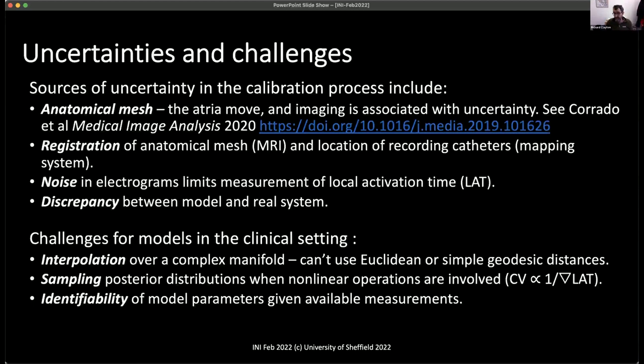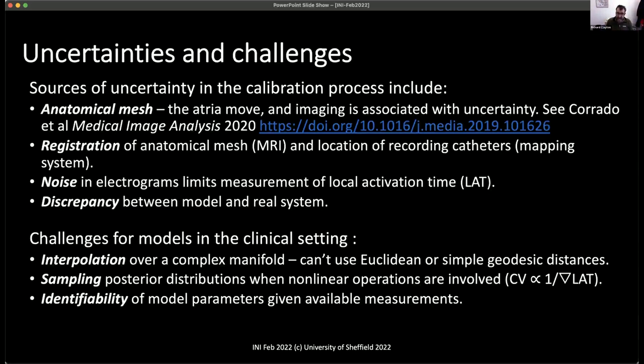So there's a whole bunch of uncertainties that are involved in this process. First of all, to do with the mesh itself, the representation of the heart tissue, so that the heart moves, and there's a whole sequence of uncertainties associated with imaging or getting from an image to the mesh. We've got uncertainties to do with registration of the mesh and the location of the recording catheters. There's noise, and following on from the previous speaker, we've also got discrepancies between the model and the real system.